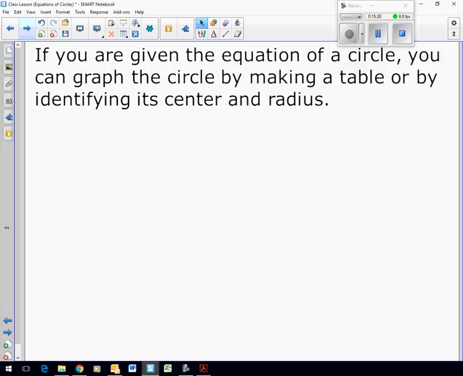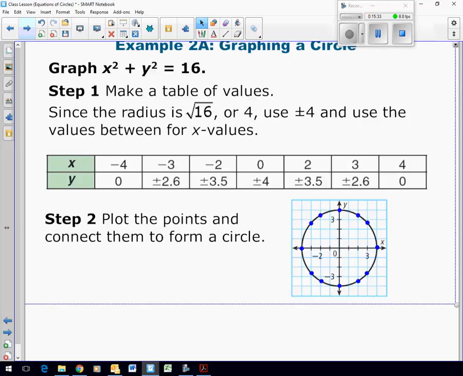Pretty simple. If you're given the equation, you can graph the circle by making a table or by identifying its center and radius. Alright, graph x squared plus y squared equals 16. Switching gears totally, okay? Let me ask you this. If you see x squared plus y squared by itself with nothing around it, what does that tell you about h and k? They're both 0, correct? Which is why the center of this circle is at 0, 0.